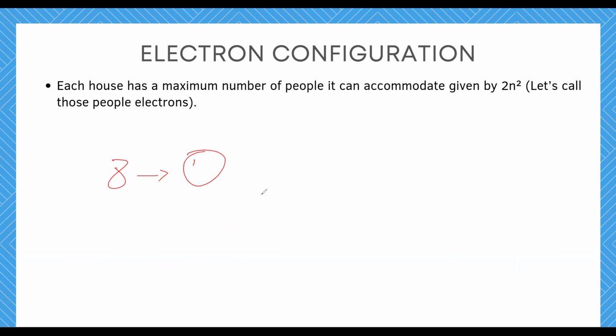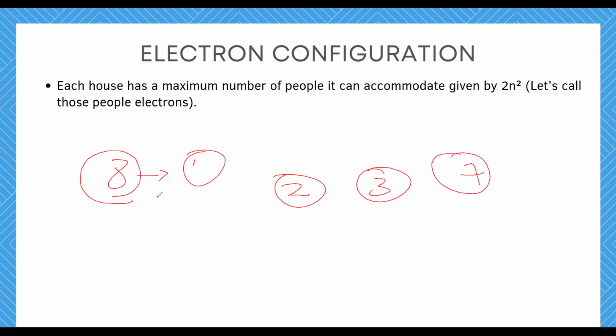In other words, they are telling you the maximum number of people that can stay inside. If you bring 2 people, the house can contain them. If you bring 3 people, it can contain them. If you bring 7 people, it can contain them. But anything that is more than 8, you will not be allowed to bring them because it is more than the capacity of that house.